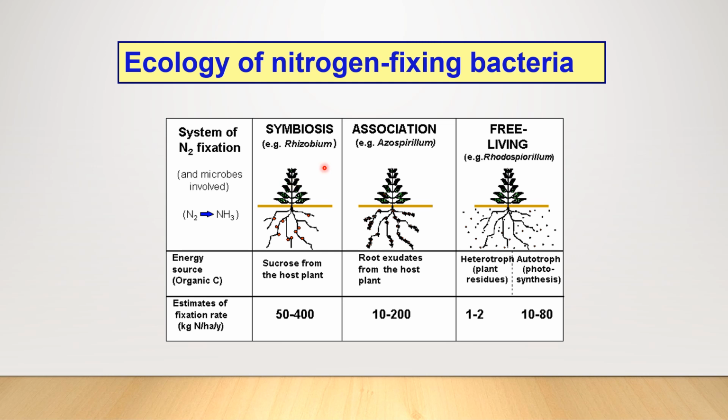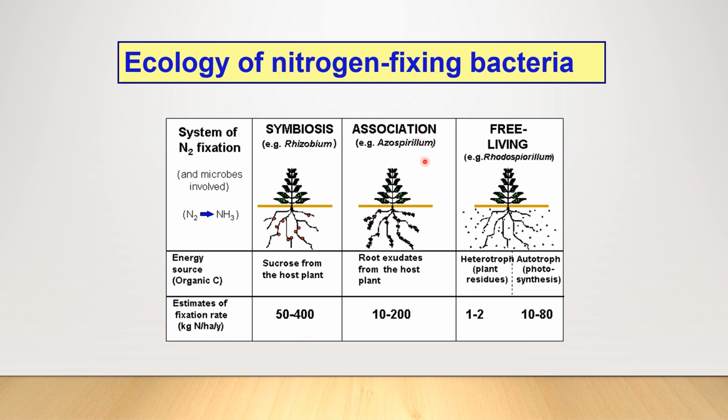We have three types of biological nitrogen fixation: symbiosis, association, and nitrogen fixation by free living microbes. First is symbiosis, which all of us know, which is done by Rhizobium. These Rhizobium require sucrose as the carbon source, and they get it from the host plants, and annually around 50 to 400 kilograms of nitrogen is fixed by symbiosis.